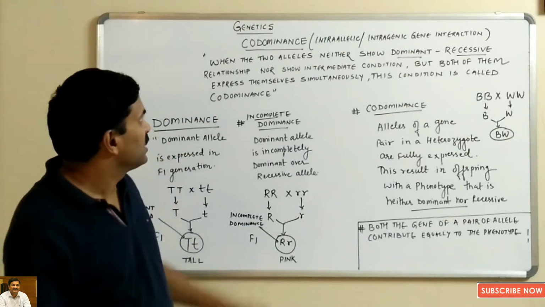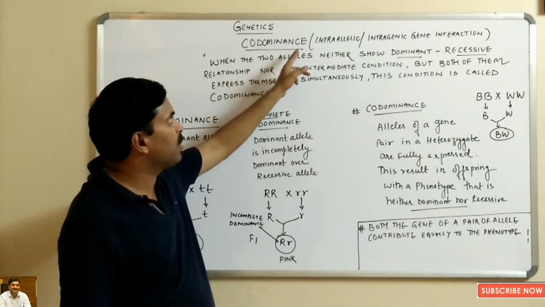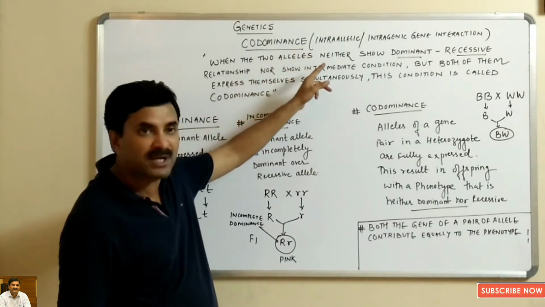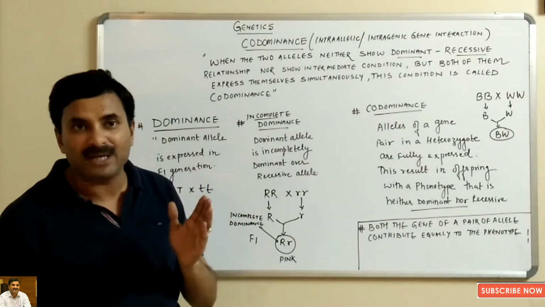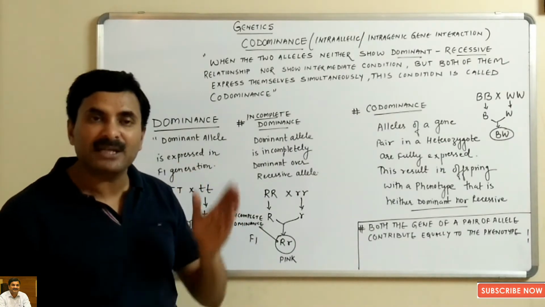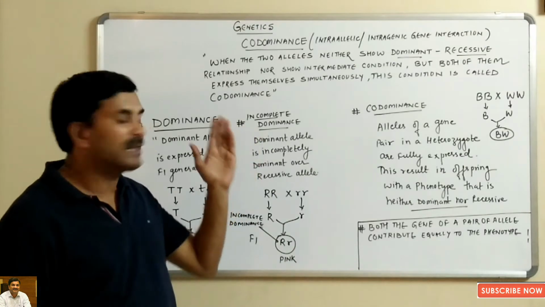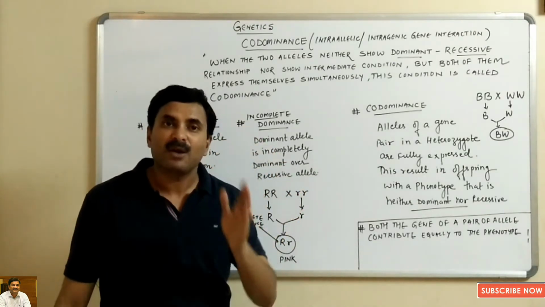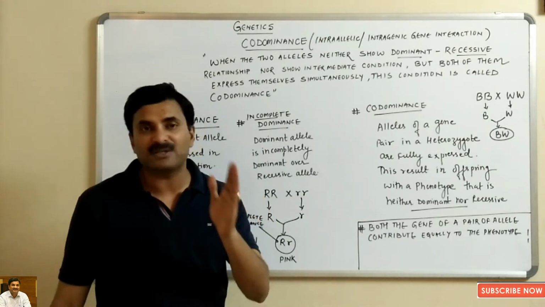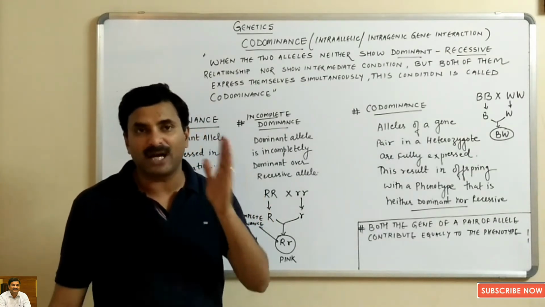Hello students, today we are going to study intra-allelic gene interaction, or intragenic gene interaction, known as codominance. Like incomplete dominance, it is also a good example of intra-allelic gene interaction. Now what is gene interaction? In gene interaction, one gene interacts with another gene and changes the phenotypic expression of the other.